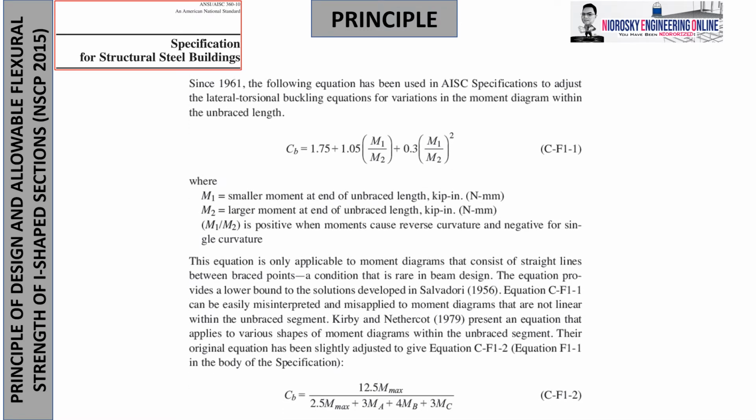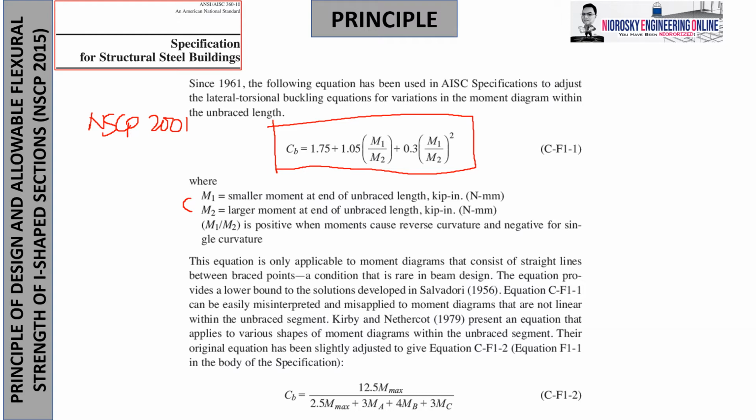But before we move on to that, meron kasing historical development yung C sub B. Now, ito yung sinasabi ng NSCP 2001. Okay? Kung makakuha kayo ng document, ito yung kino-compute natin noon to get the C sub B, where M1 and M2 is a smaller and larger moment at the end of the unbraced length. Very popular ito noon, lalo na nung kapanahunan ng NSCP 2001.